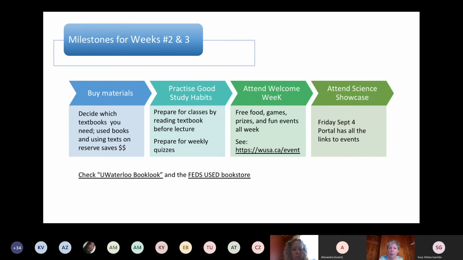Now you also have to get practice on your study habits. I suspect most of you have already got this set up because you've had to be doing some online studying at home already.